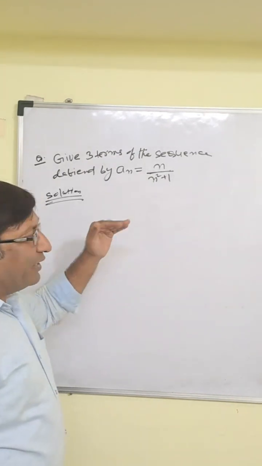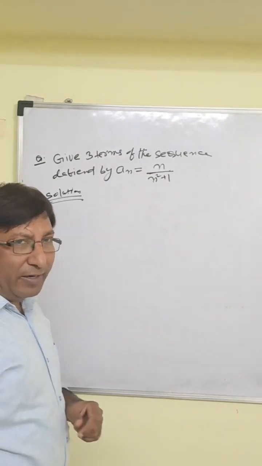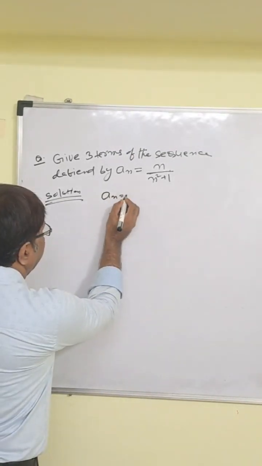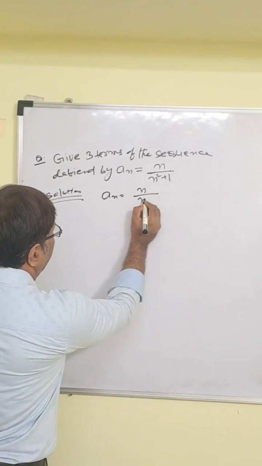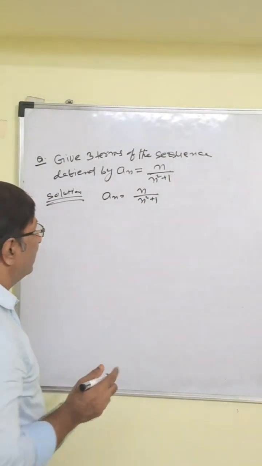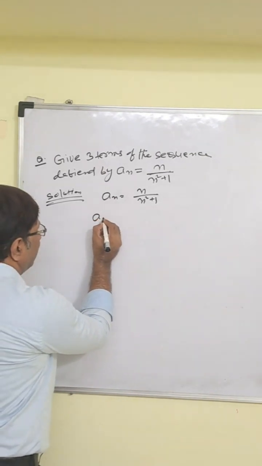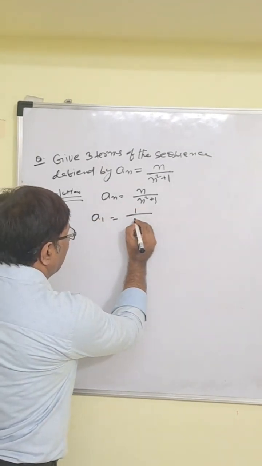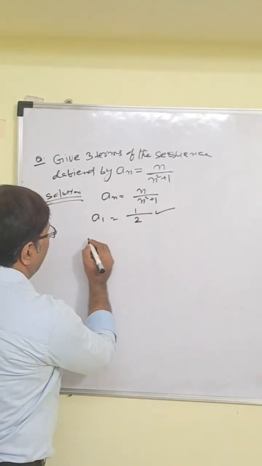So just put n equal to 1, n equal to 2 and n equal to 3. Here the sequence is given as a_n equal to n upon n square plus 1. We need three terms of the sequence. So the first term of the sequence is what? n equal to 1, so it is 1 by 1 square plus 1, that is 1 by 2.